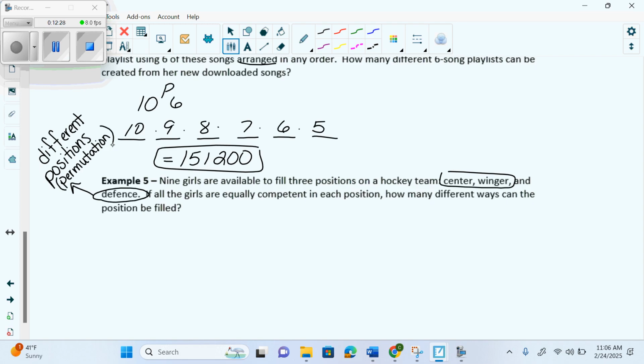Okay? All right. If all 3 girls are equally competent in each position, which is not even possible, but good, cool. Very well rounded. They're in grade 1. How many different ways can the position be filled? So I can say I have 9 girls P3, or 3 blanks and go 9 times 8 times 7. What's my answer?